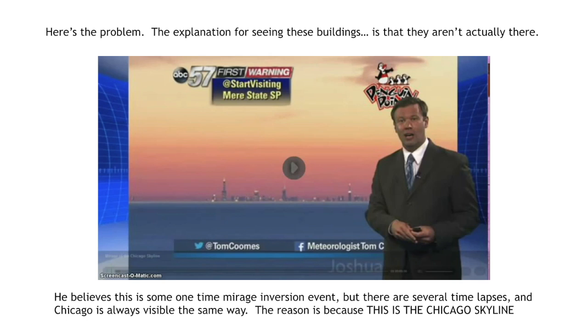So he believes that this is some one-time mirage inversion event. But again, there are several time lapses. Then you can see this: Chicago is always visible essentially the same way. It doesn't go down below the curve and then is brought back rapidly upward. It's stable. It's just slightly moving up and down here and there and expanding and compressing here and there. But it's just like all the other phenomena that we've witnessed with closer objects. So again, the reason is not because of a mirage. The reason that we can see it is because this is the Chicago skyline.